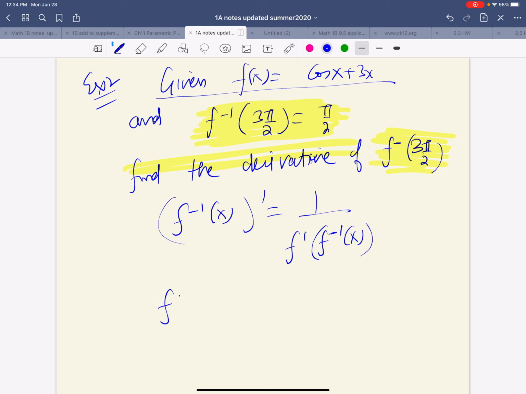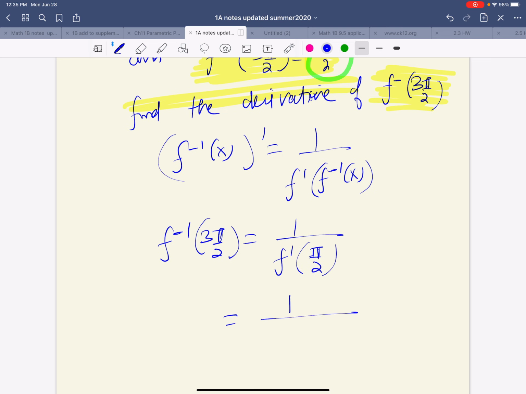So the derivative of f inverse at 3 pi over 2 is 1 over f prime of what? What is the x value for which the y value is 3 pi over 2? The x value is pi over 2. So it's going to be f prime of pi over 2.